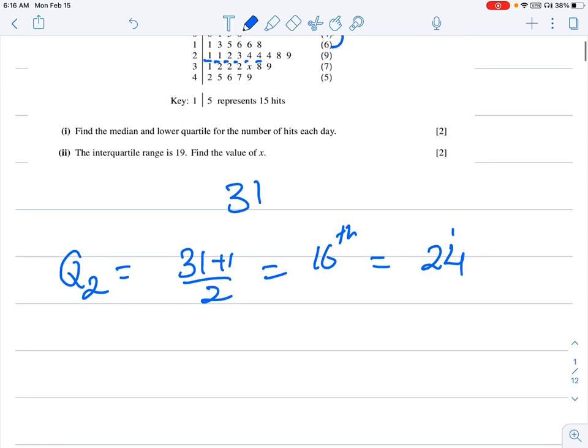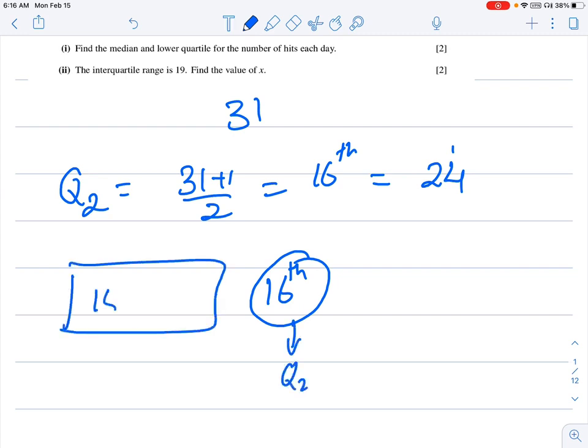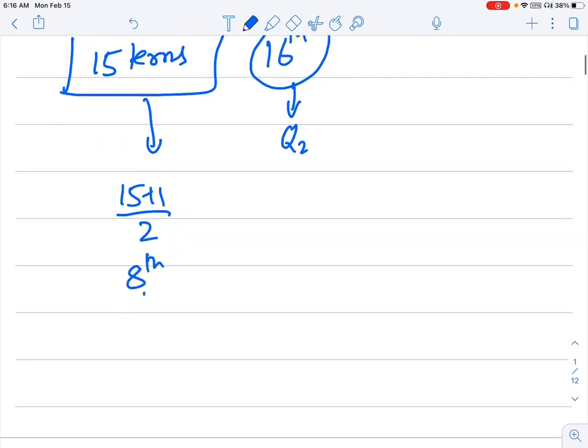Now calculate the lower quartile. So I came to know the 16th term is Q2. So there are 15 terms on the left side. So the middle term of that one: (15 plus 1) by 2, which is the 8th term. The 8th term is going to be my Q1.